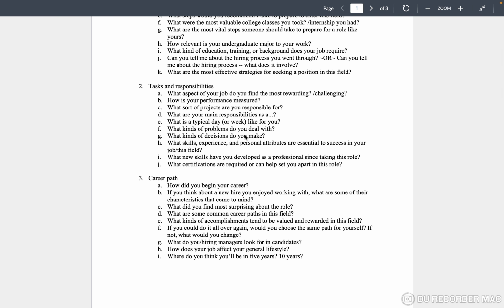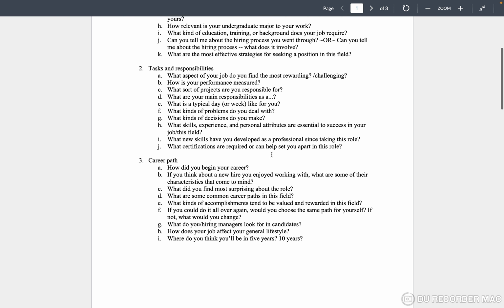Then you'll definitely want to ask questions about their tasks and responsibilities, because part of this is you're trying to see, is this a job or a career field that I actually want to work in? So you can ask about rewarding and challenging parts of the job. I would ask about main responsibilities or what does a typical day or week look like for you? Just pick one of those, kinds of problems that they deal with. So anything that you're trying to gauge, would I be successful in this role? What is it actually like? And would I enjoy working in this role?